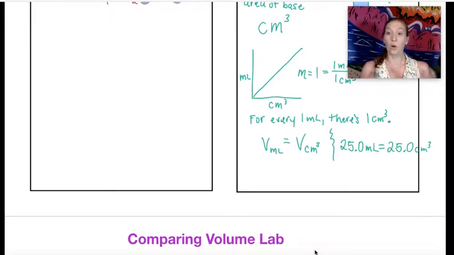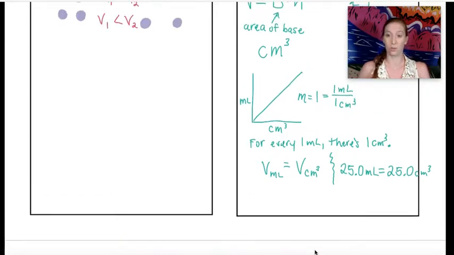Now we could show this graph with our axes switched. We could have centimeters cubed on the y, milliliters on the x. We would still wind up with a slope of 1. Our slope units would be flipped. We'd have centimeters cubed over milliliters, but it would still be the same relationship. That's not always true, but it is here since it's equivalent, 1 to 1.